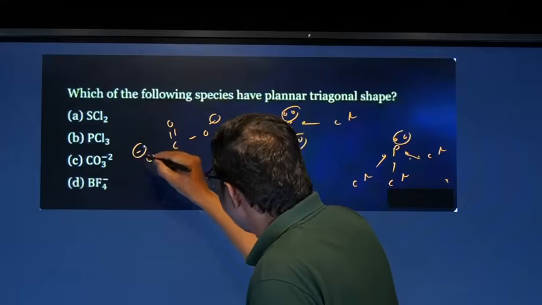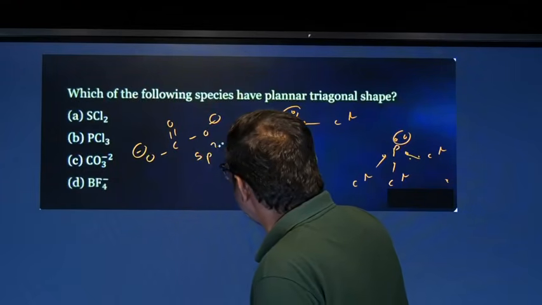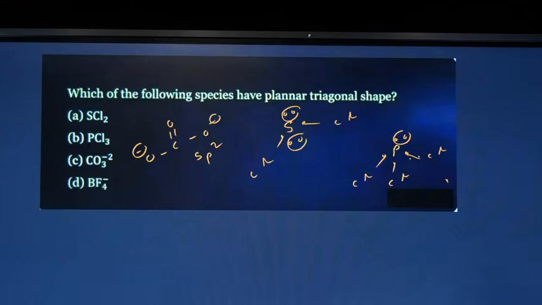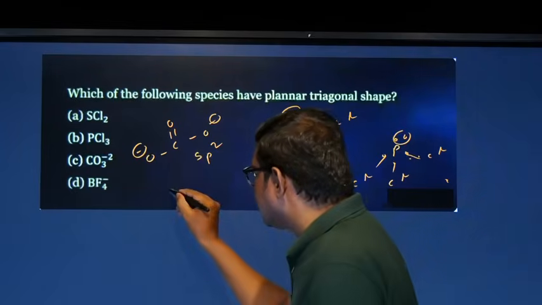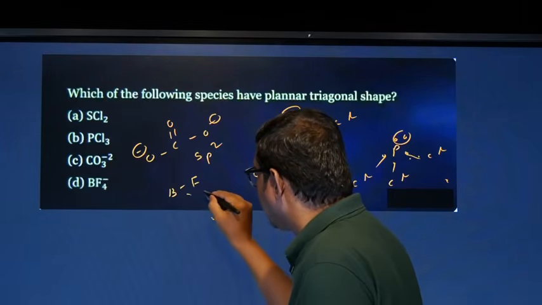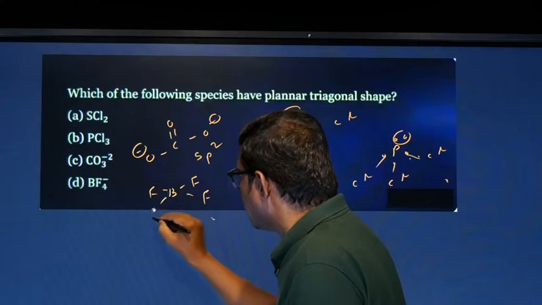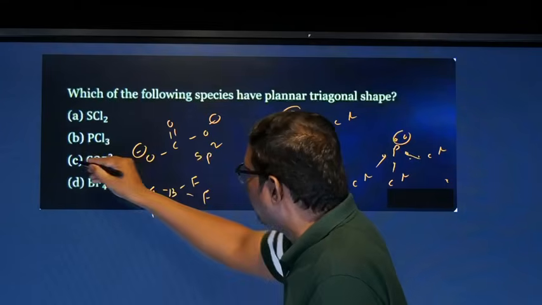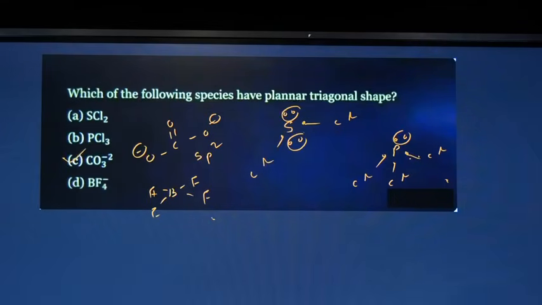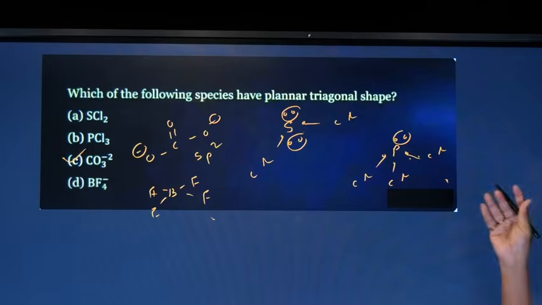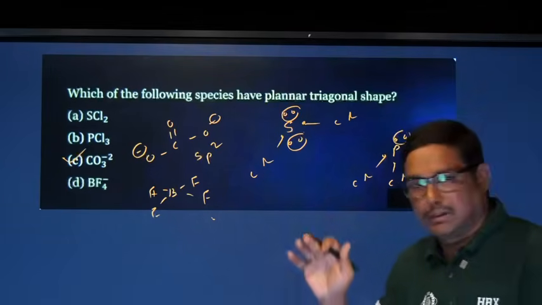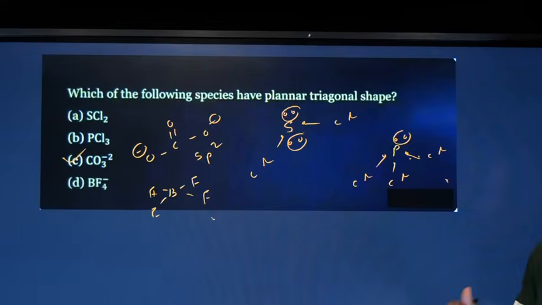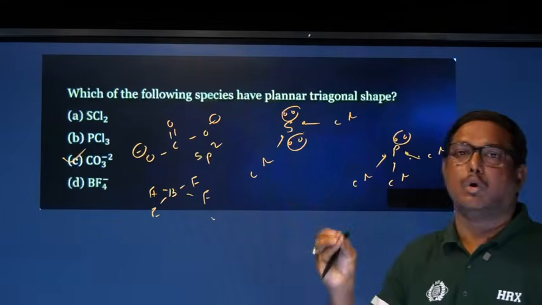It has sp2 hybridization and trigonal planar shape. Then if you go for the fourth option, BF4 minus, it has a tetrahedral shape. That means the correct option should be option C. So option C has trigonal planar shape. I repeat, all trigonal planar molecules have 0 dipole moment. So, extra information: in all trigonal planar molecules there is no dipole moment. So carbonate ion is a trigonal planar molecule.